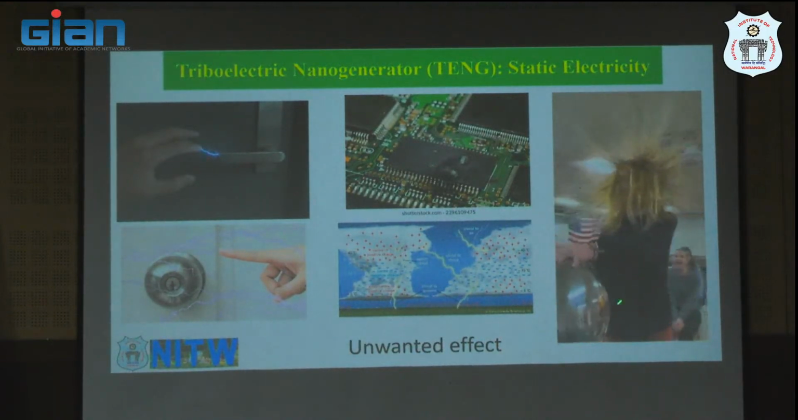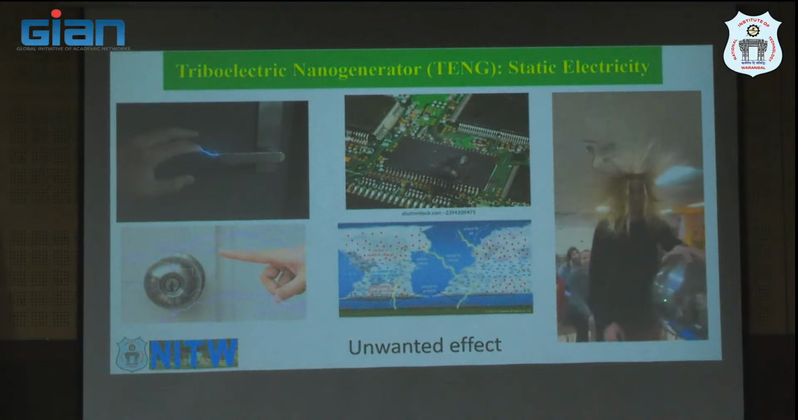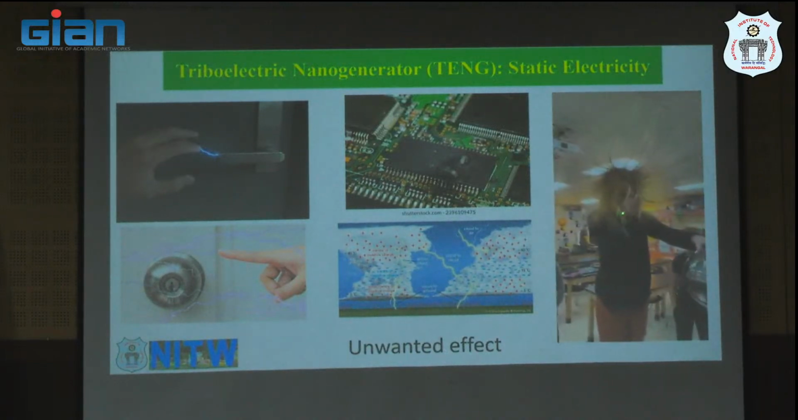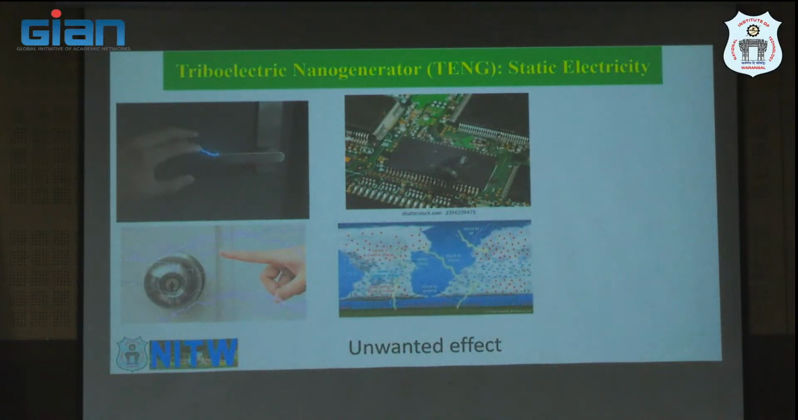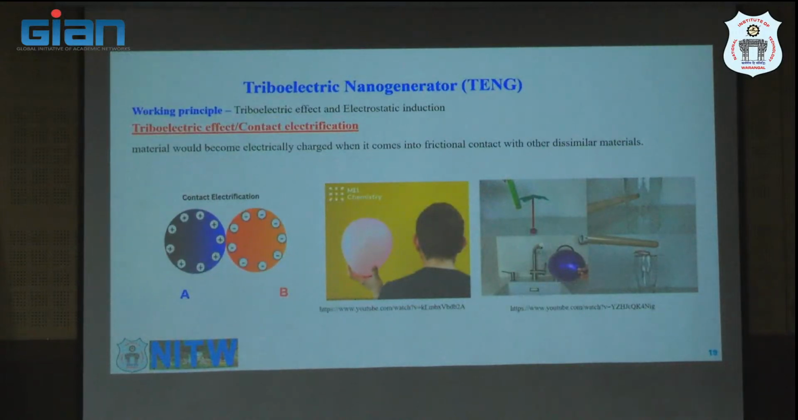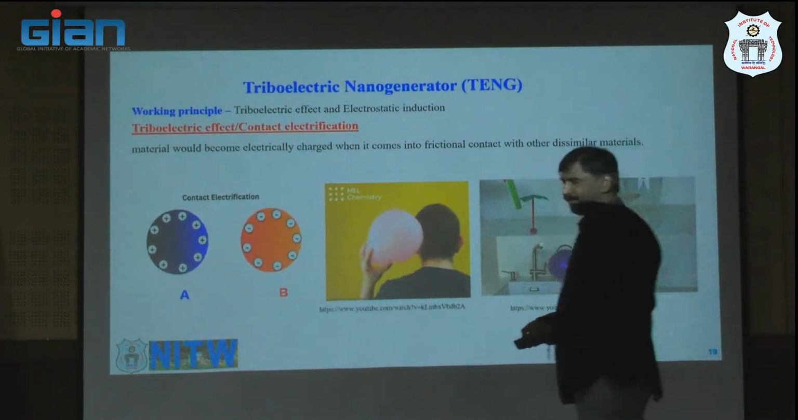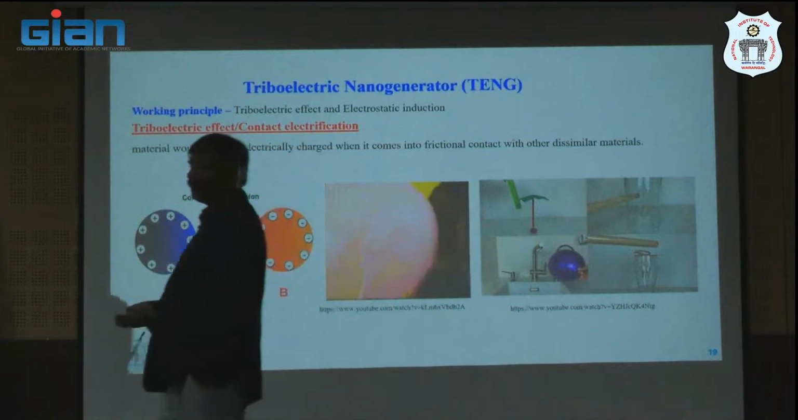You can see here a Van de Graaff generator where electrons are passing from this generator to this human body. Since both have electrons charged on the hair, they repel each other. As a result, your hair flips up exactly like this. So this is the effect we are going to use in triboelectric nanogenerators. The first phenomenon in triboelectric nanogenerators is contact electrification. It is available everywhere.